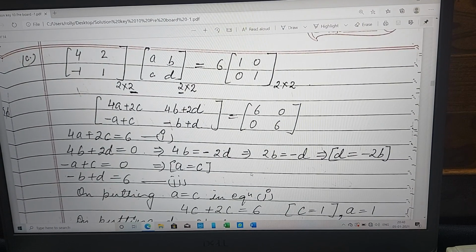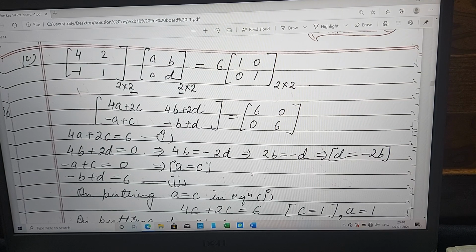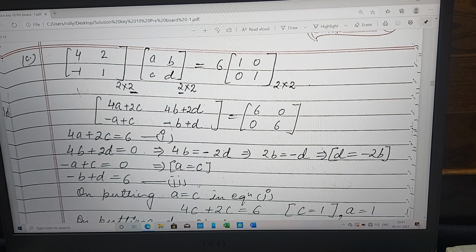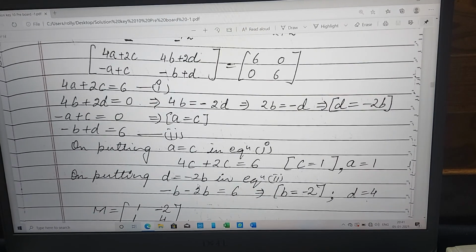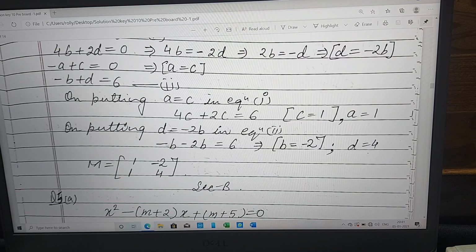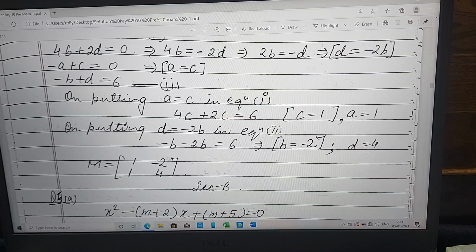Moving on to the next one, it is a matrices question. First of all, the order was supposed to be written. Children have written it wrongly, 2 cross 2, and the equations will be made like that. A will be equal to C. So children have left it as A is equal to 1, C is equal to 1, B is equal to -2, and D is equal to 4. They have not written the matrix. You are supposed to write the matrix answer as M is equal to 1, 1, -2, and 4.